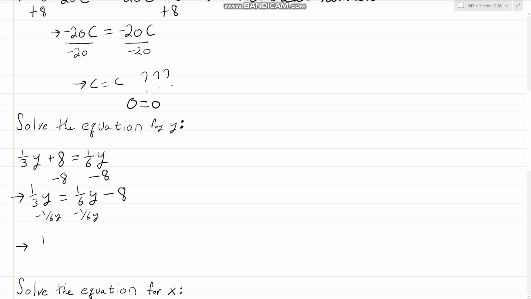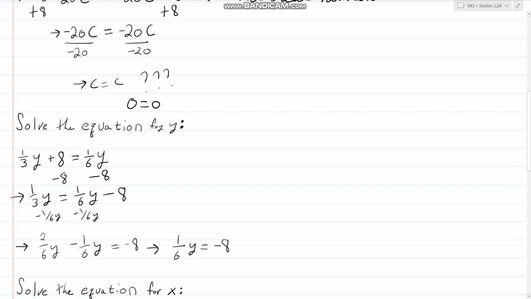And so what do I get? I get 1/3 y minus 1/6 y equals -8. Okay, so we need to combine these fractions. So we're kind of reviewing lowest common denominator here. Well, I have 3 and 6. I can easily make a 3 into a 6 by multiplying it by 2. So that would become 2/6, and that really simplifies it. Now I just have 2 minus 1, and that's 1/6 y equals -8.